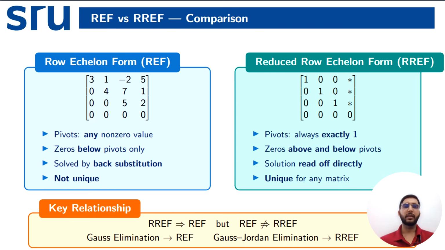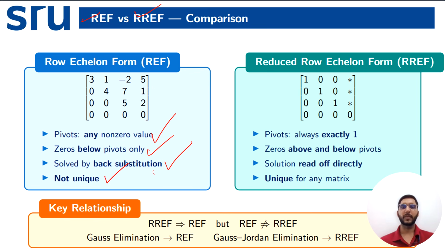Now let us compare REF and RREF. In REF, that is row echelon form, the pivots may be any non-zero number. Second, only entries below pivots are 0. Above them may or may not be 0. Now we can get the solution by back substitution. And the row echelon form of any matrix is not unique. We may have several row echelon forms.